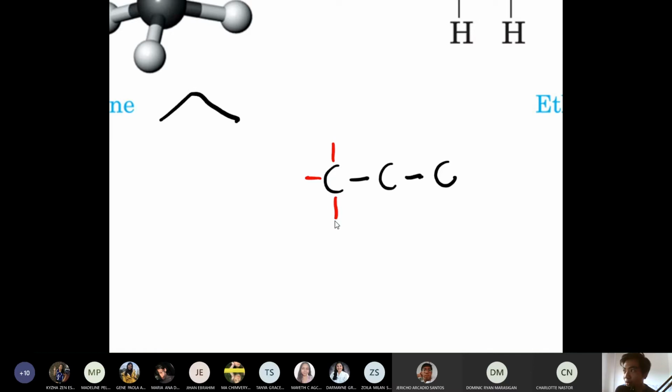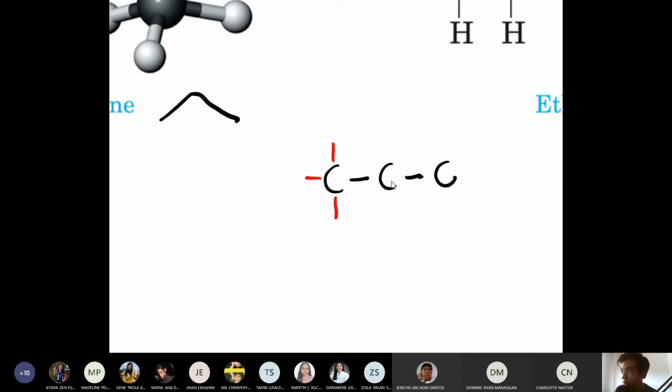So, 3 groups pa yung pwede niya kabitan. 3 atoms pa yung pwede niya dugtungan. Okay? So, that makes the total number of bonds around this carbon equal to 4. So, 1, 2, 3, and 4.